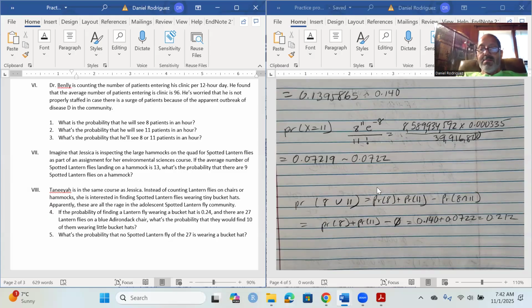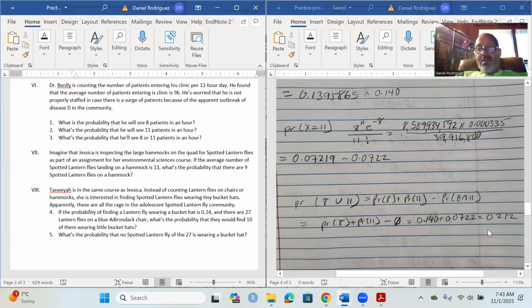I said, how do we get the probability of either of two mutually exclusive events? Well, you can't have both 8 and 11 patients. It's either 8 or 11. So I still stuck this here because this is still the addition rule, but this probability is 0 because it can't happen, right? So you'll notice that I say minus 0. So probability 8 plus probability 11 minus 0.